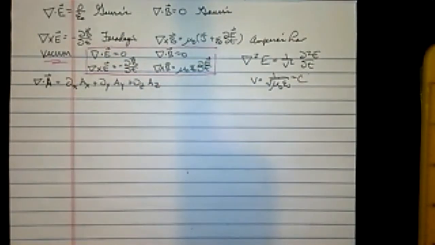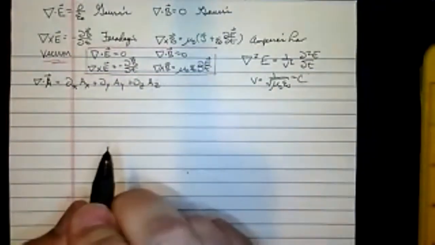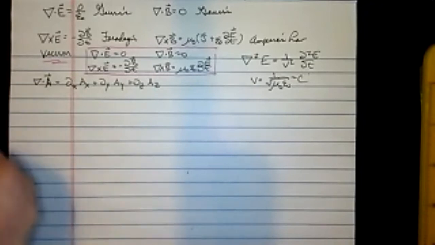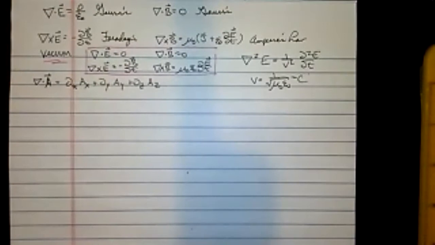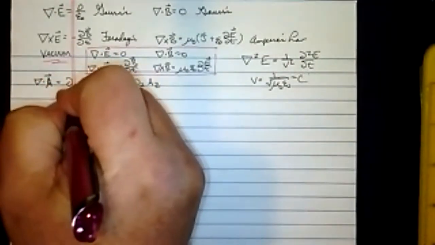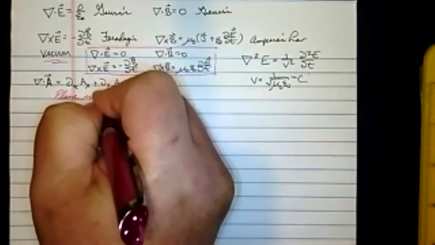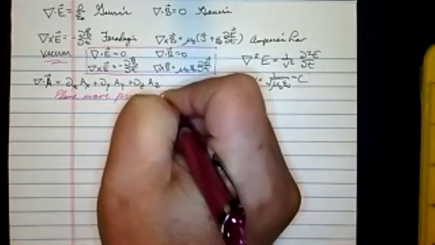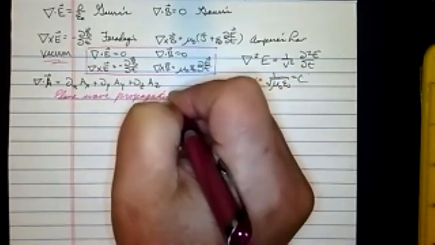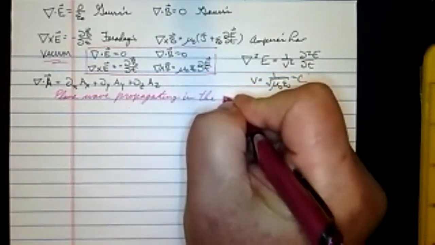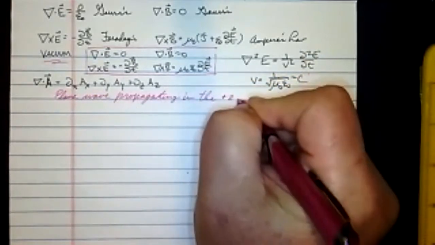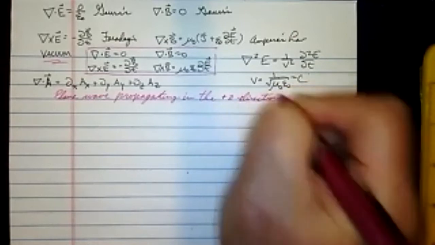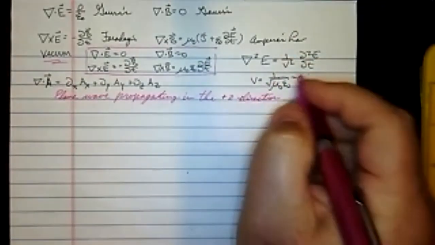What I'm going to do now is go ahead and use that expression, but I'm first going to define a plane wave propagating in the z direction. So a plane wave propagating in the z direction, and I'm going to say the positive z direction, which ultimately will come into play, but not right now.